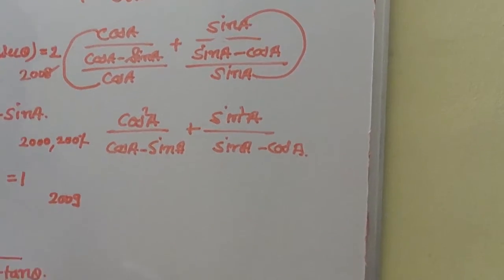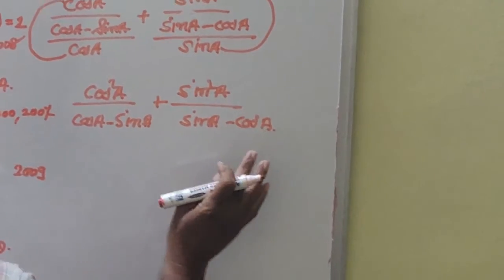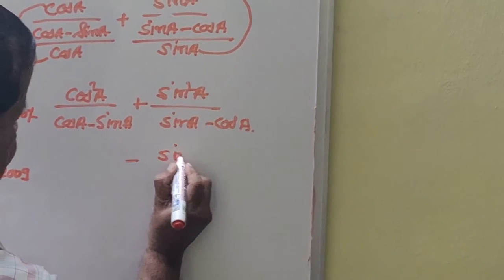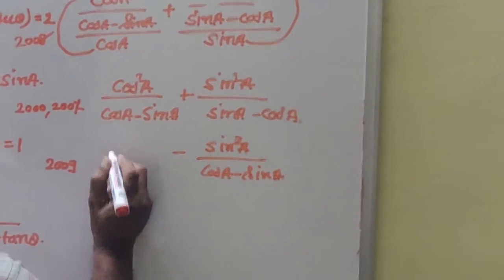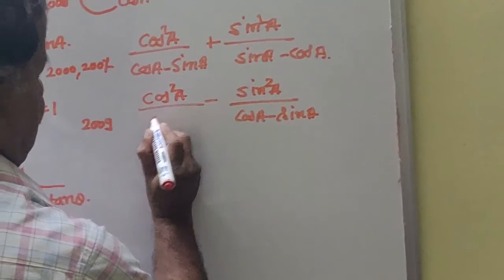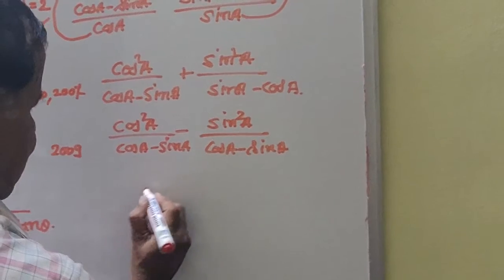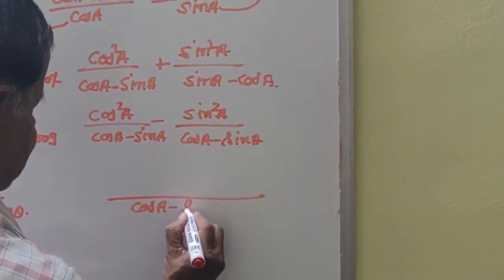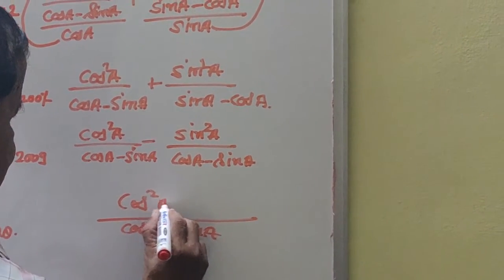Here when we observe cos A minus sin A, and here sin A minus cos A, so I can change the sign of this as minus and write this as cos A in the denominator, so the terms get interchanged. Now cos square A upon cos A minus sin A. Now my denominators are equal, so I can write here cos A minus sin A. Now cos square A minus sin square A.